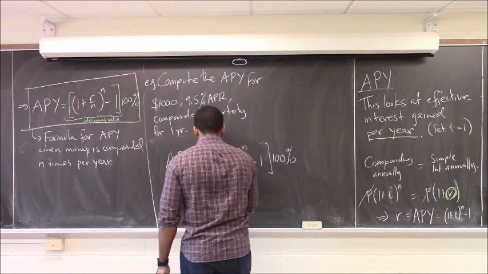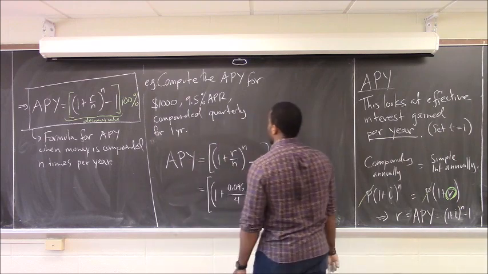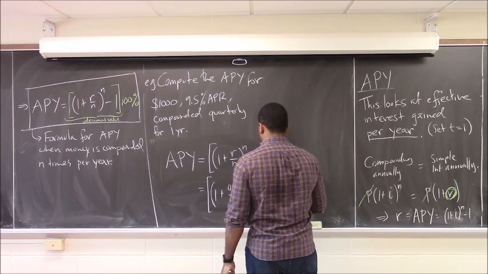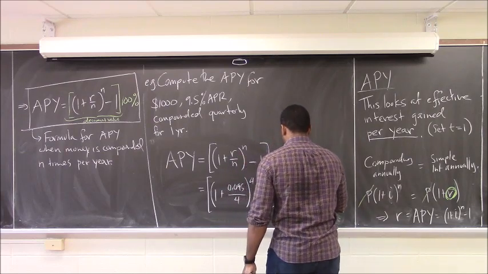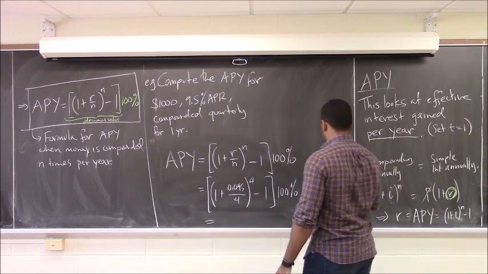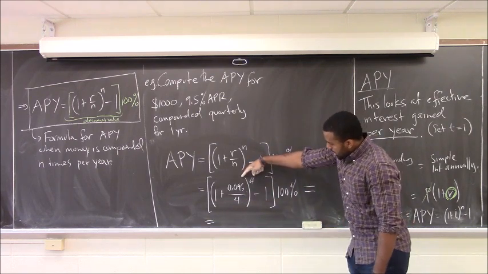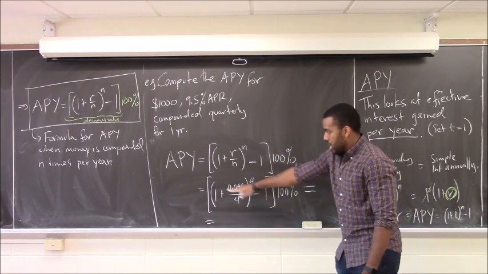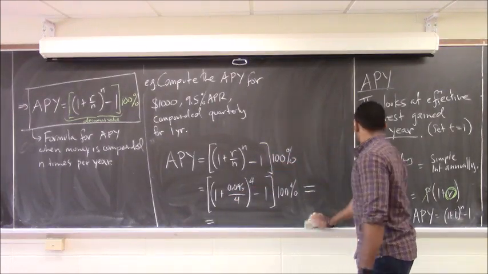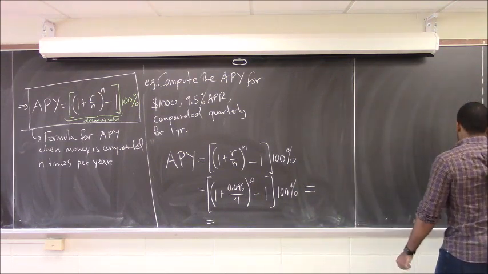So in this case, this is going to be 1 plus 0.095. I'm going to divide that by 4 because it's quarterly. And 4 is going to go here, minus 1, and then times that by 100%. Now if you actually compute this value, take 0.095 divided by 4, then add 1, then raise that to the 4th, then subtract 1. So you have to follow PEMDAS.